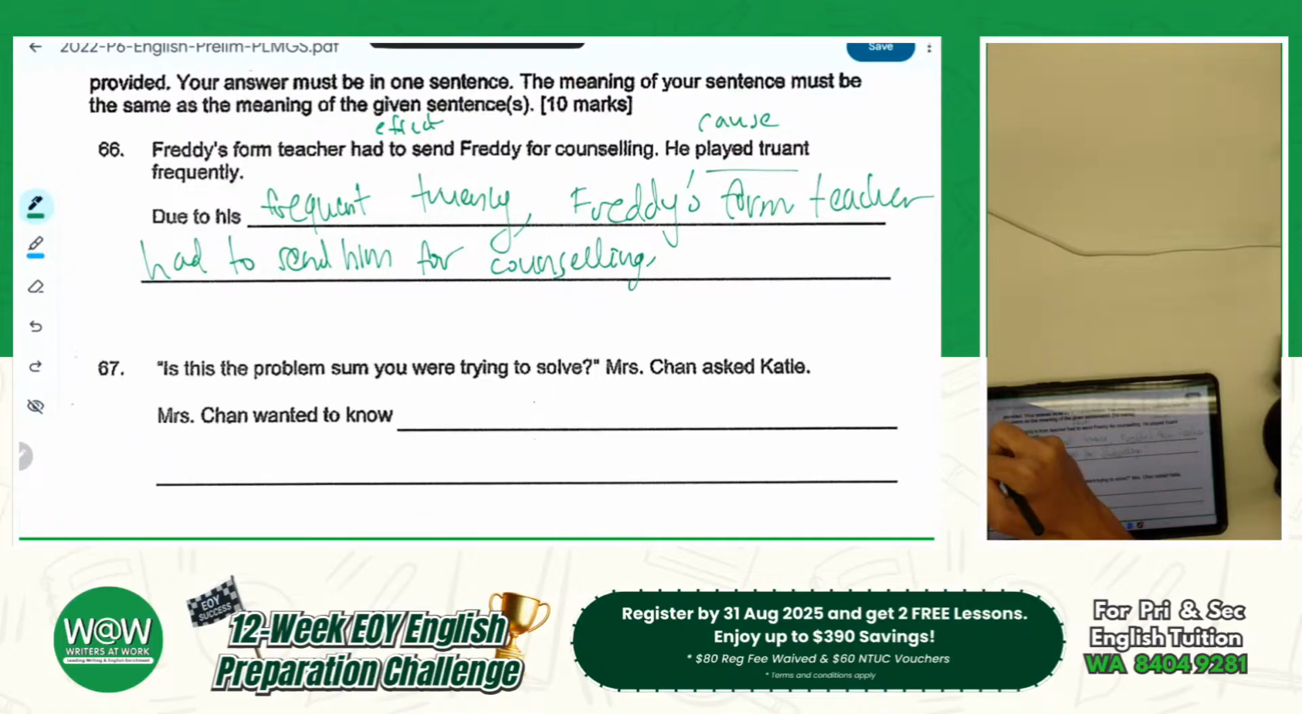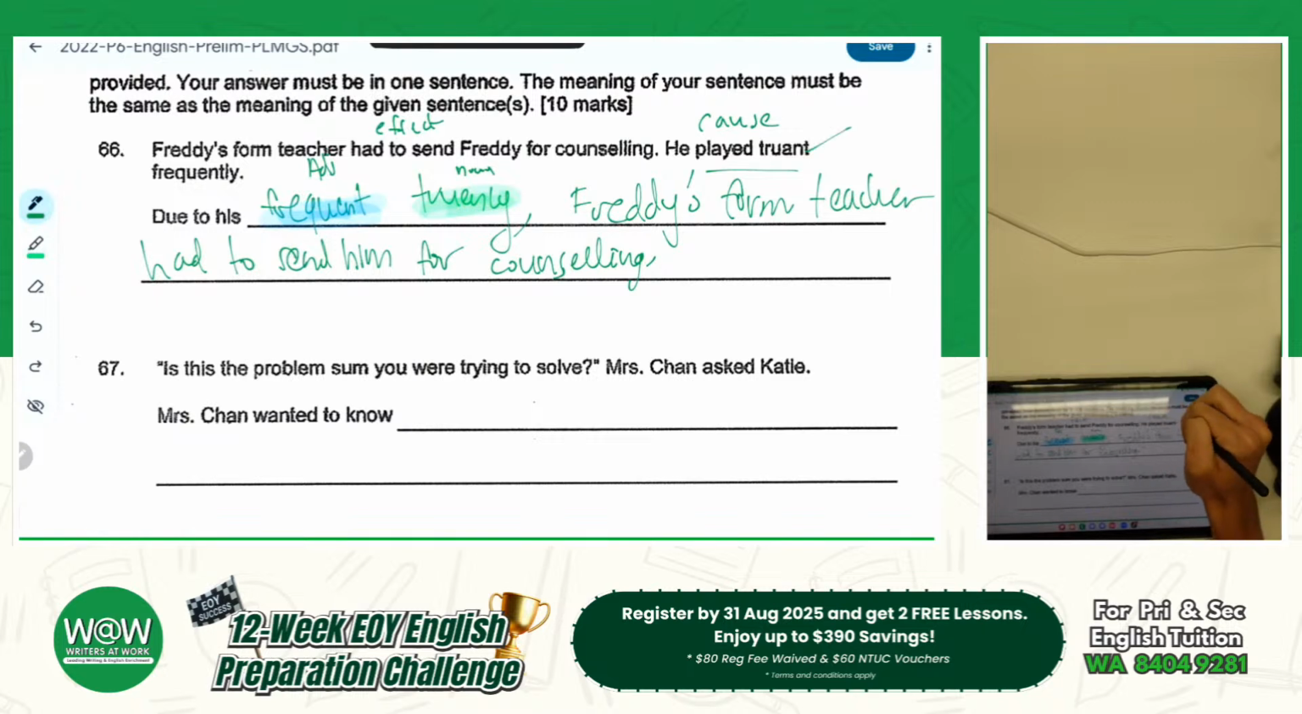So in this case here, we're looking at frequent now being an adjective. We're trying to describe his truancy. So the truancy here refers to the many events when he skipped school. And this is a noun. Okay? It's slightly different from the word form in the given question. Because truant here is a noun as well. He played truant. Sorry, give me a moment.